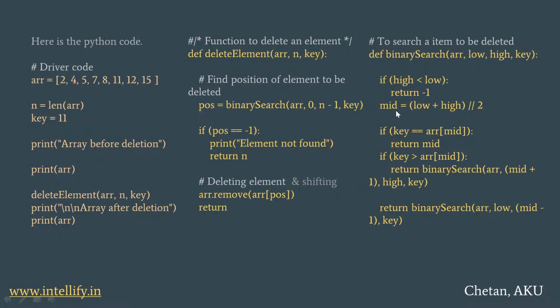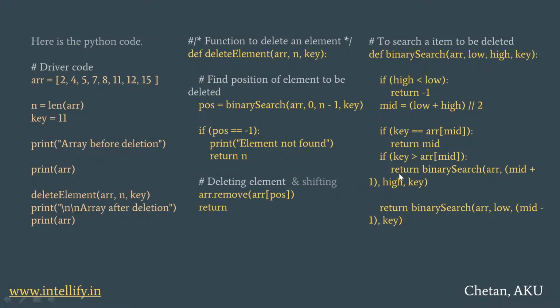we declare a value mid and store the middle index value of the array element by this equation, that is low plus high divided by 2, and then we check whether the array at the middle index is equal to the key or not. If it is equal to the key, we return the middle index to this position variable, and if this condition is false, then we check the next condition, whether the key is greater than the element which is present at the middle of the array.